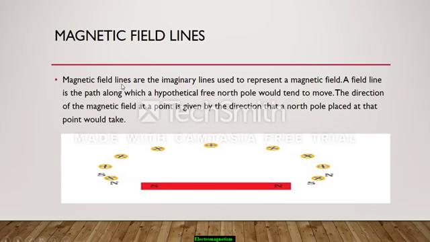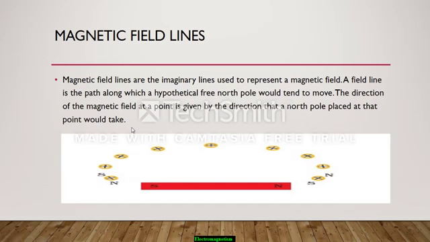What are magnetic field lines? These are imaginary lines used to represent a magnetic field. A field line is the path along which a hypothetical free north pole would tend to move. The direction of the magnetic field at a point is given by the direction that a north pole placed at that point would take. Now do one thing, the same experiment which I had told you previously.